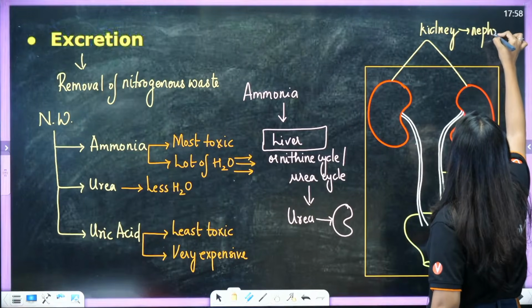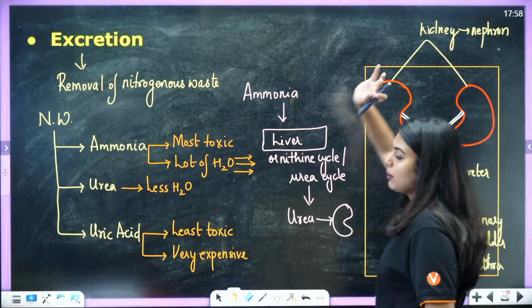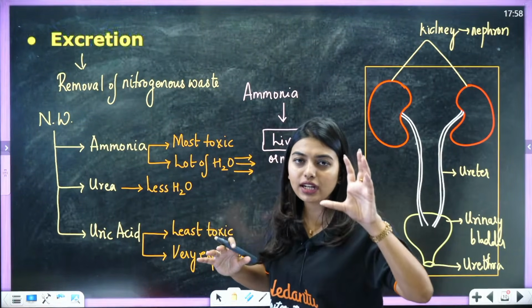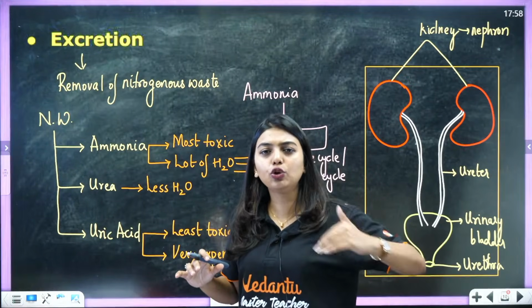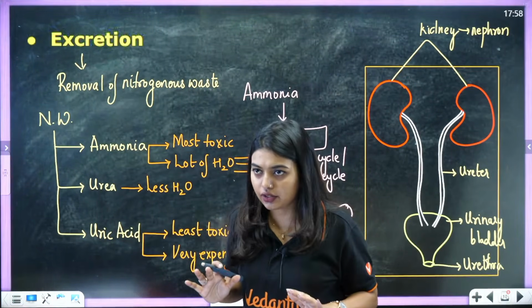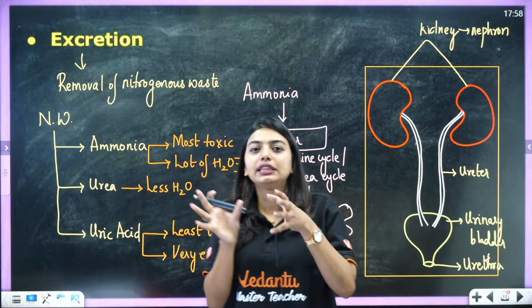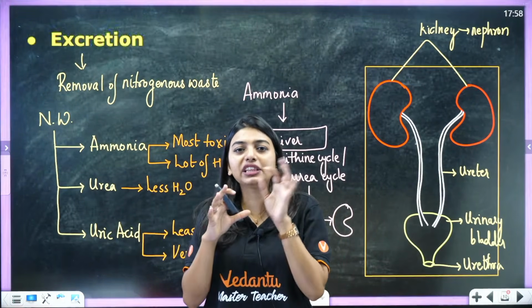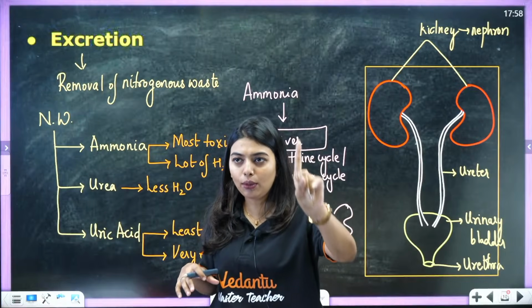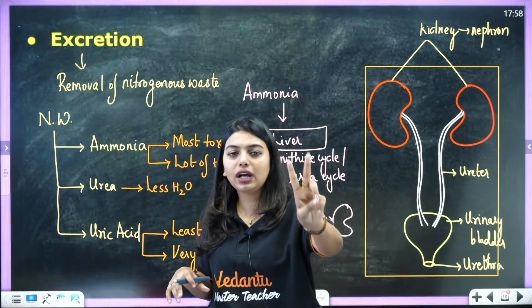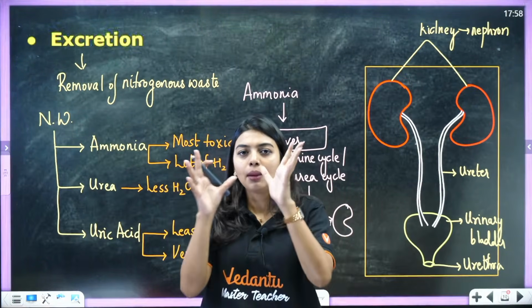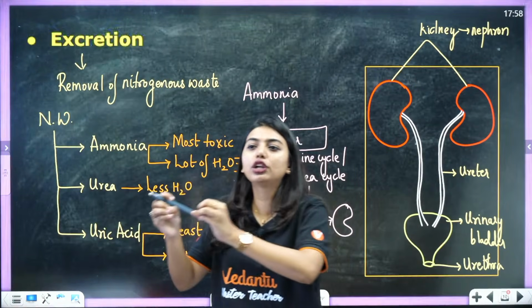Okay, nephron. I hope all of you remember the parts of the nephron. You have glomerulus, Bowman's capsule, PCT, loop of Henle, DCT and collecting duct, right? All of this is there. They all help in urine formation with the help of 3 steps: glomerular filtration, tubular reabsorption, tubular secretion. By doing all the steps, finally urine will be expelled out.